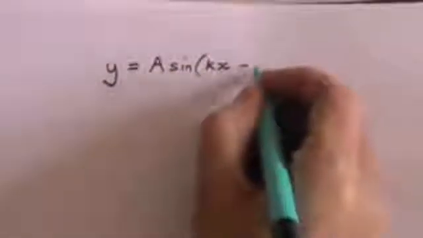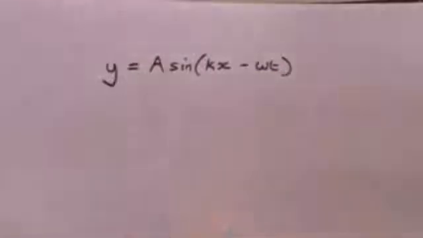Before we look at standing or stationary waves, we first need to consider travelling waves. The formula for a travelling wave is that y is equal to A, which is the amplitude, times the sine of kx minus omega t.